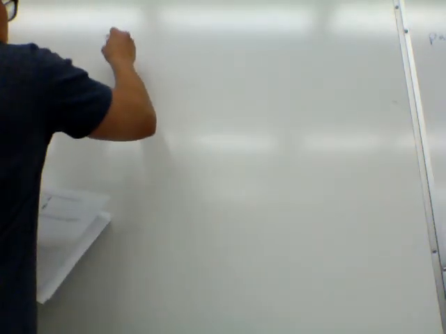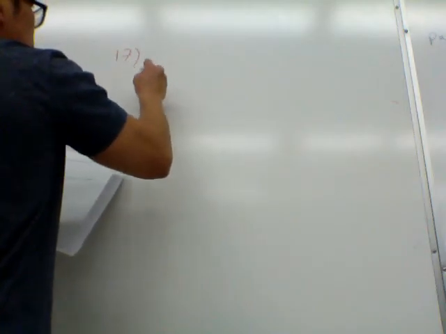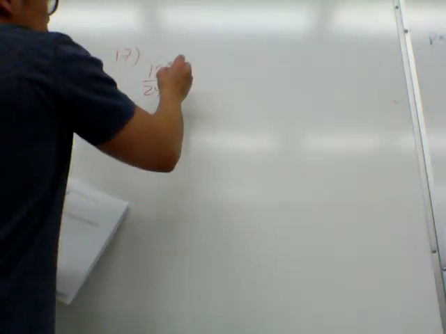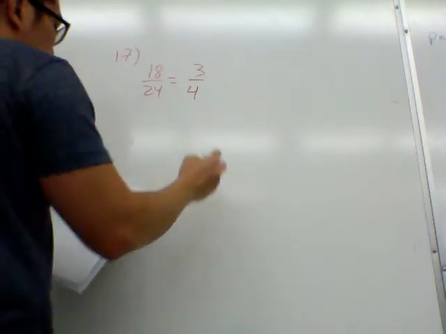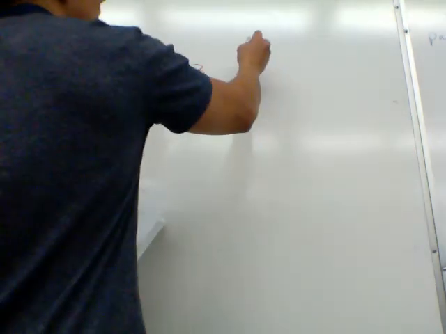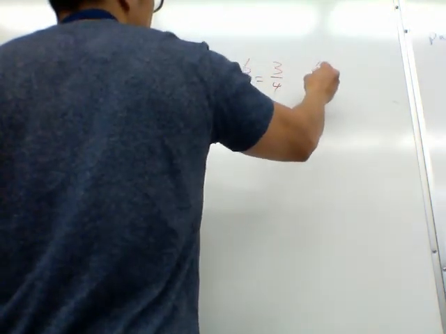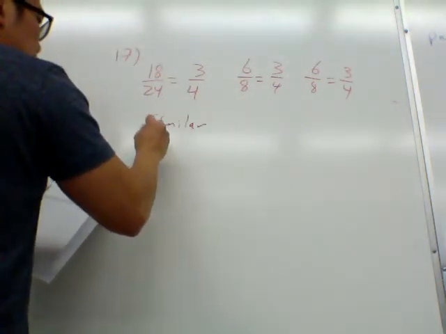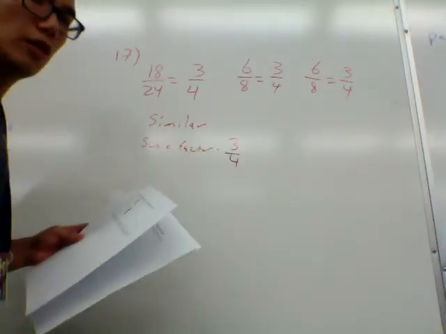17, are the two prisms similar? So remember, they're only similar if the ratios are all equal. So what I'm going to do is 18 over 24. Always match the small with the small, medium with the medium, and big with the big. 18 over 24. 6 can go into both. 6 goes into 18 3 times, and 6 goes into 24 4 times. And then I have 6 over 8. 2 can go into both 3 and 4. And I have another 6 and 8, and that's 3 and 4. So they are similar. And the scale factor is 3 to 4.